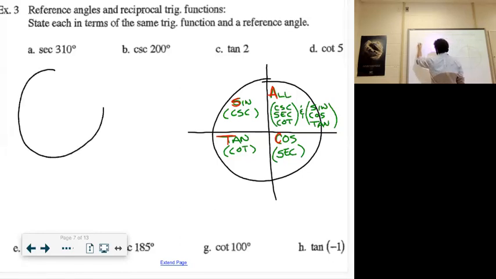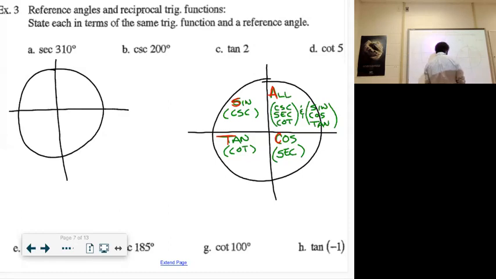So in this case, secant of 310, the first thing I would like to do is give myself a visual. I'm going to measure 310 degrees. It's going to go all the way around and terminate in the fourth quadrant, right there. So this is 310. Then I need to find my reference angle. A quick way to do that is 360 minus 310 degrees, which gives me a 50-degree reference angle.